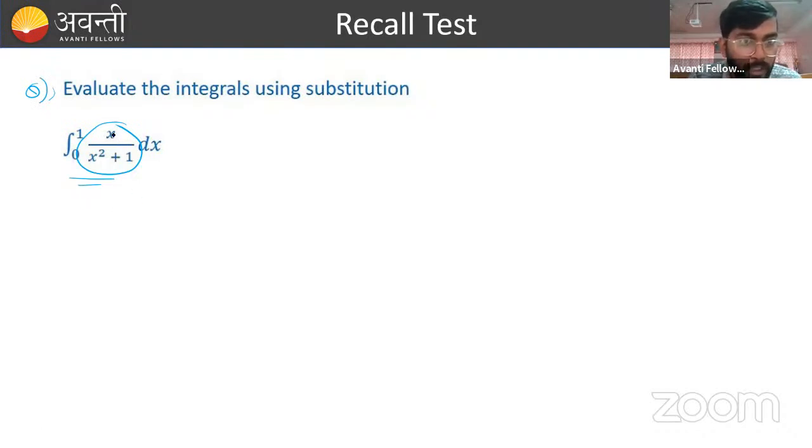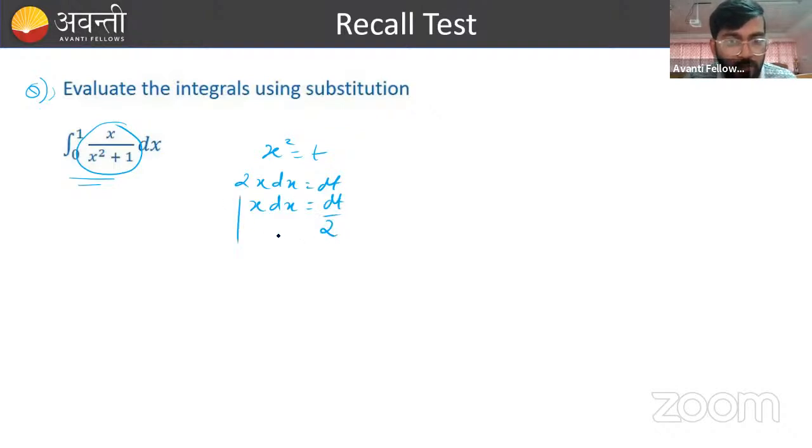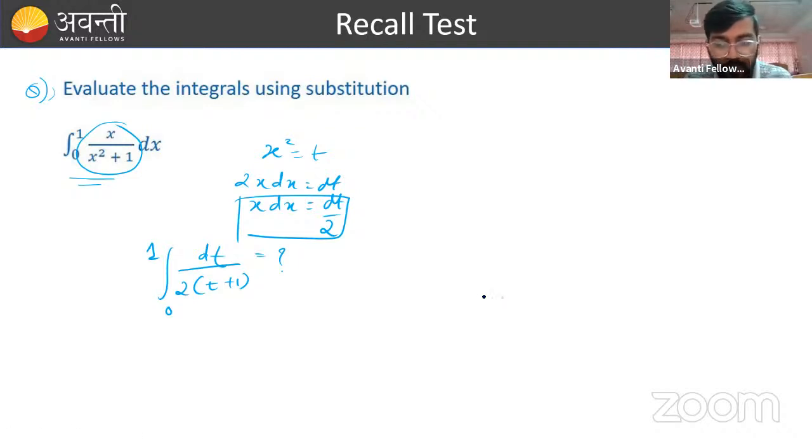Okay, so the hint for this question that I'll give you is if you take x square as t, then 2x dx will be dt and x dx can be replaced by dt upon 2. Then I think the integration will become very easy. It will be dt upon 2 times of t plus 1, and then I think you guys can find the answer. This will be easy for you guys now. Okay, moving ahead.